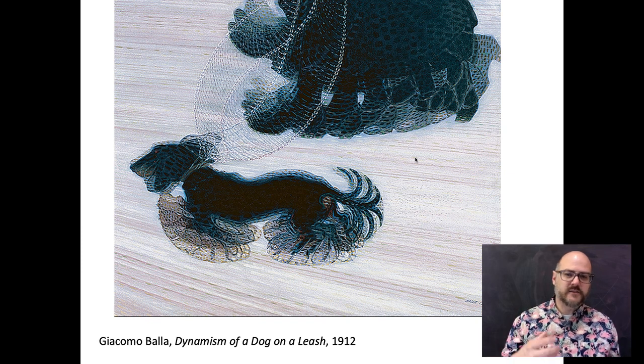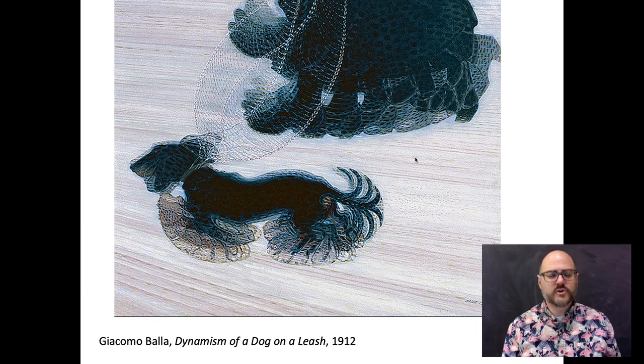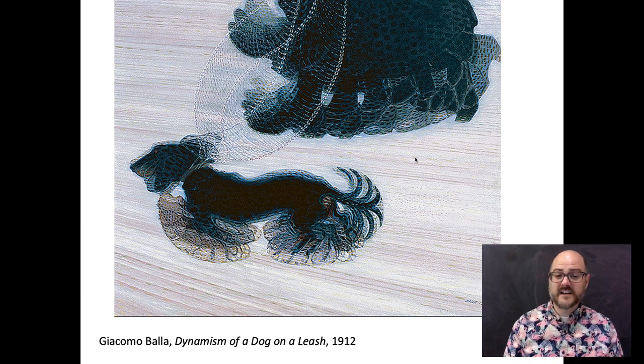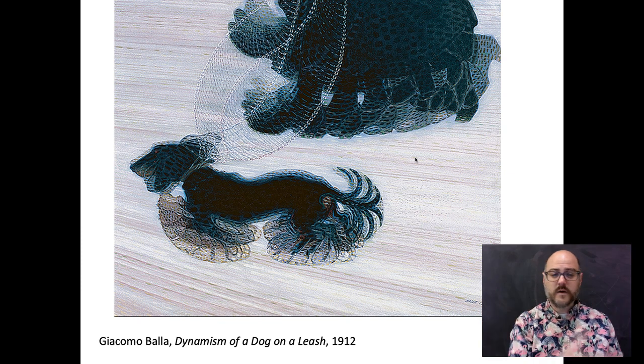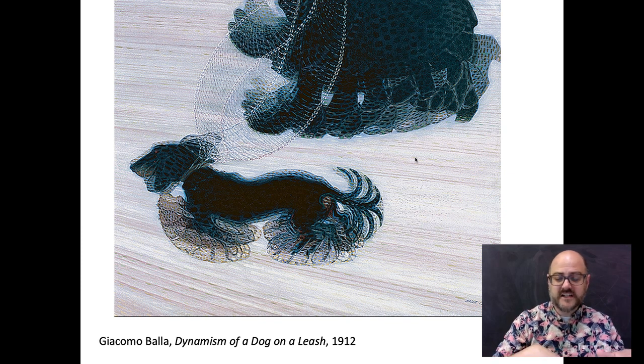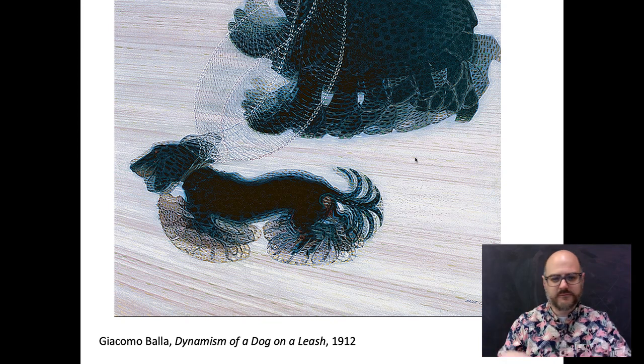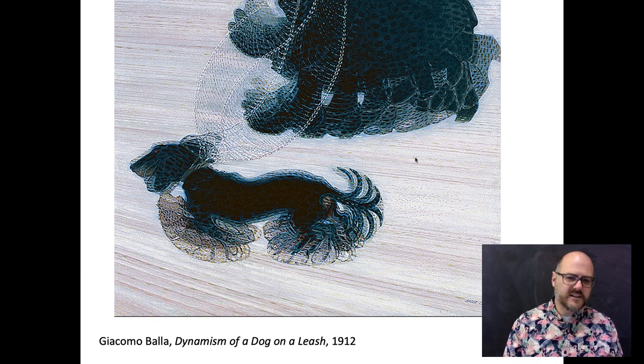And movement, right, is a very difficult thing to represent in a static, two-dimensional art form. I love how Giacomo Balla here does this in a realistic manner, but also kind of stylized to see that leash whipping along. You can almost imagine the sound of the dog's paws scurrying on the sidewalk and the leash ripping through the air, making a swooshing sound, and the woman who's walking the dog futilely trying to keep up with this dog.